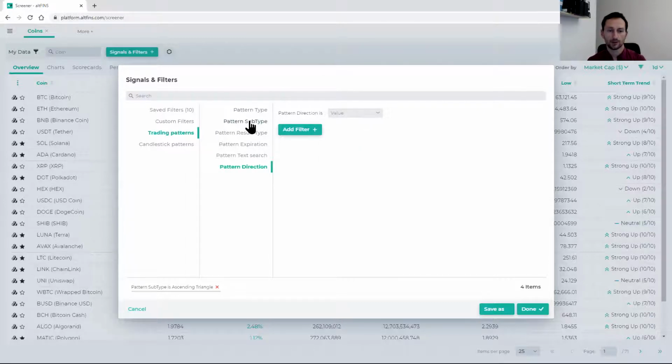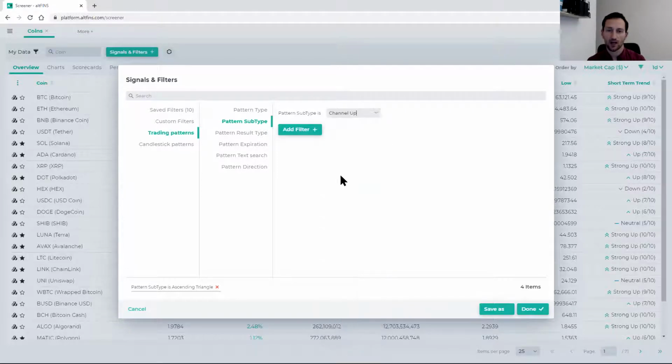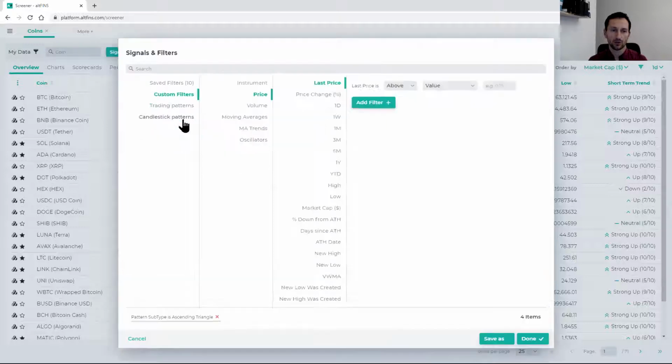But by the way, let me mention this. You cannot combine multiple subtypes together. So you cannot say, I want ascending triangles and I also want channel ups. You can only create the filter with one of these at a time. You can create multiple filters, but not one filter with multiple subtypes, because a pattern cannot be an ascending triangle and a channel down pattern at the same time. But you can pair it up with some other data.